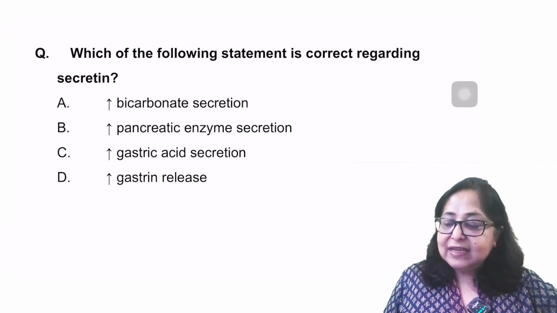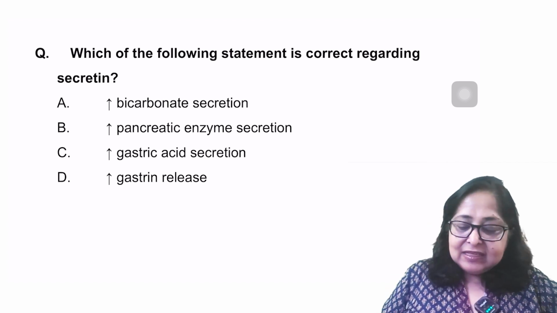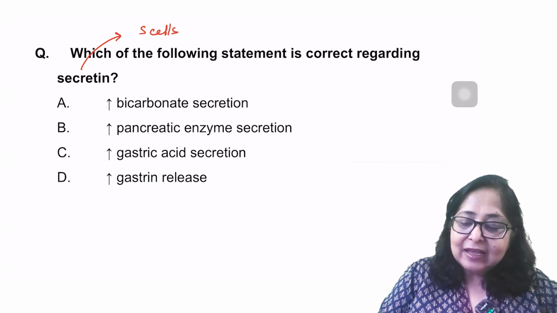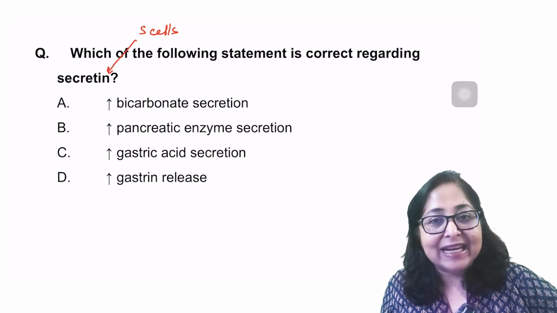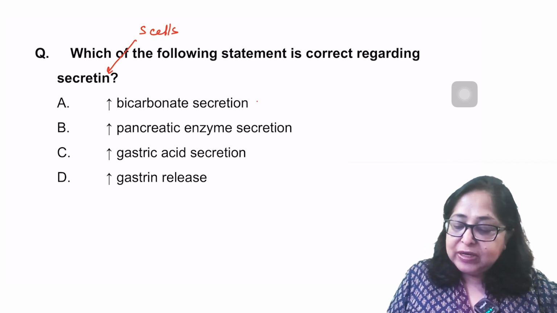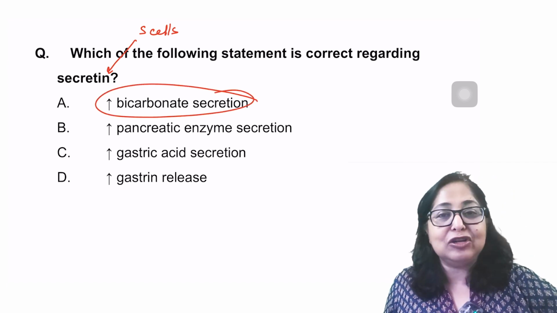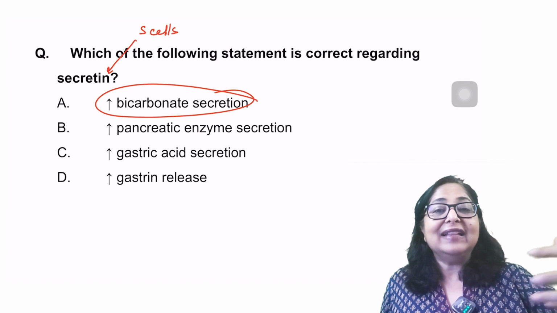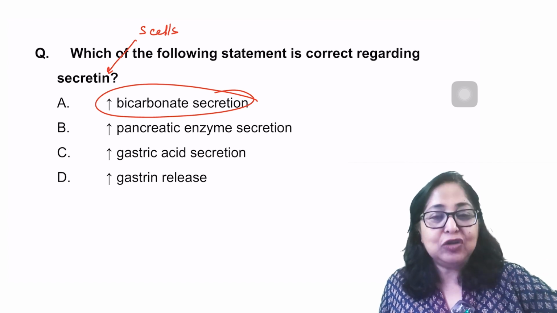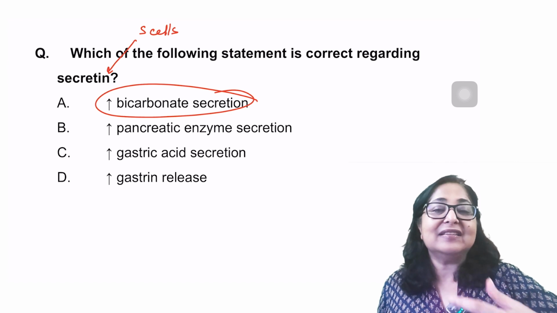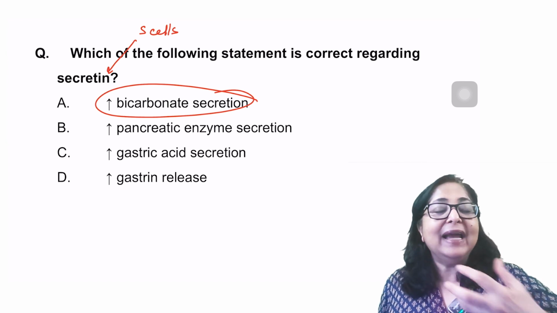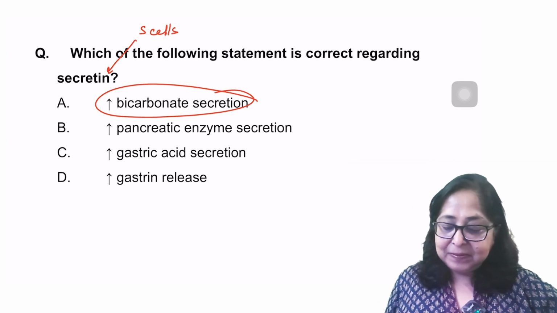Which of the following statements is correct regarding secretin? Secretin is secreted in the small intestine by the S cells. S cells will secrete secretin. These are present in the upper small intestine, and the role of secretin is to increase the bicarbonate secretion in the pancreatic juice. This is extremely important because we know that the gastric chyme is acidic. To counter that, the pancreatic secretion will be alkaline. In fact, the small intestinal secretion, bile, these are all alkaline.